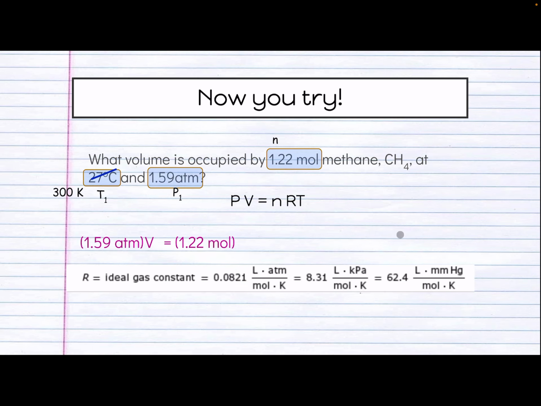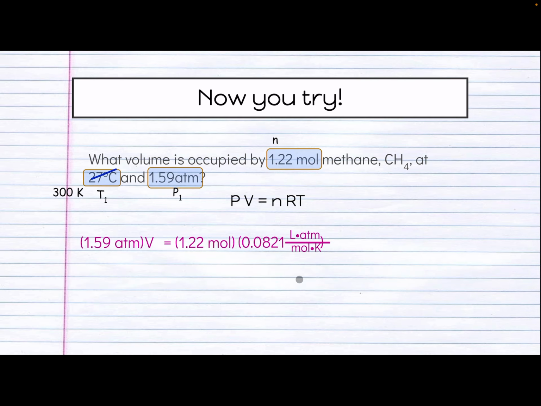So which R value did you choose? Well, we were given atm as our unit for pressure, so we should locate the R value that also has atm and plug it in. And finally, we were given temperature. We converted to Kelvin, so we used the 300. Let's simplify. So we have 1.59 multiplied by V equals, and then multiply all these 3 numbers together, and then solve for V.